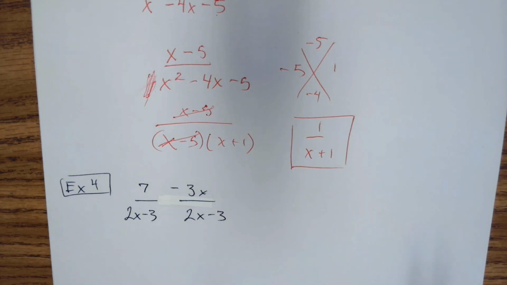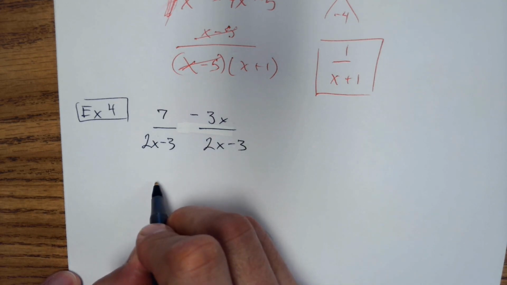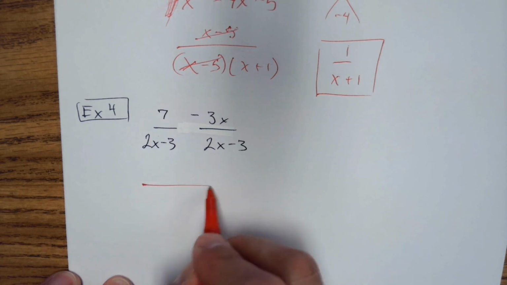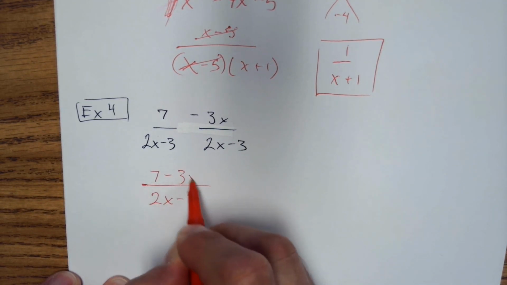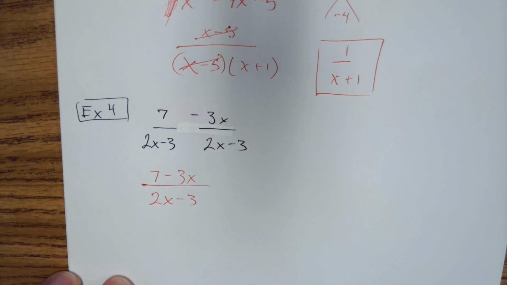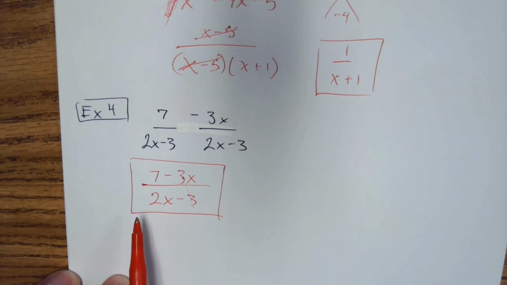So you should just be able to look at this and write down the answer because nothing cancels out. You could write in the denominator just 2x minus 3 because it's the same already, and then 7 minus 3x. Combine the top, but there are no like terms, so that's it. You can't cancel out these 3's because there's this subtraction in between them. They have to be exactly the same if you're subtracting or adding to cancel out.